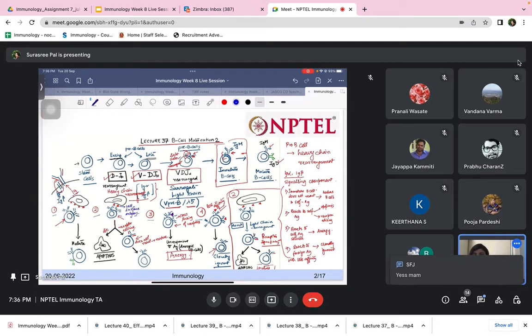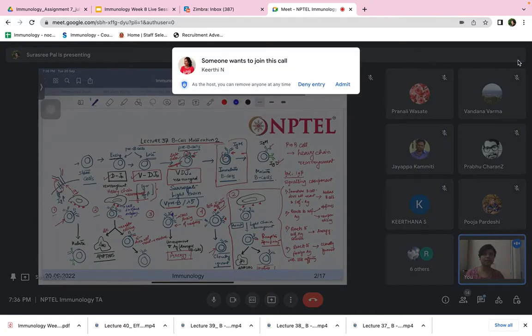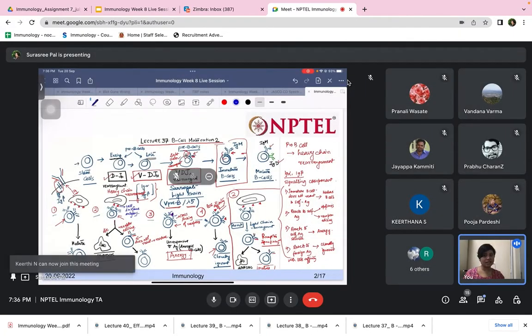So if you do not have any other questions, let's move on to the next slide, where we will be discussing how these mature B cells will now become activated. In this activation process, there are two separate ways by which these B cells can become activated. One is a thymus dependent process and another is a thymus independent process. So let's have a look at that.